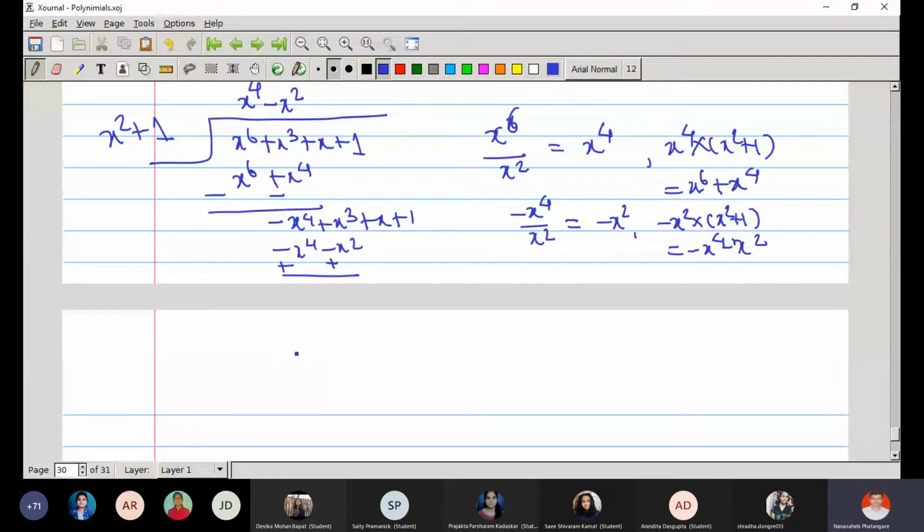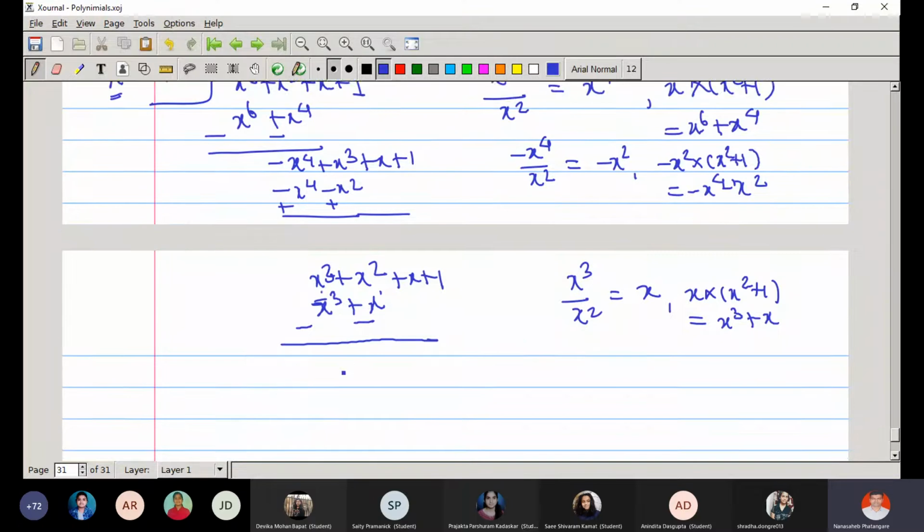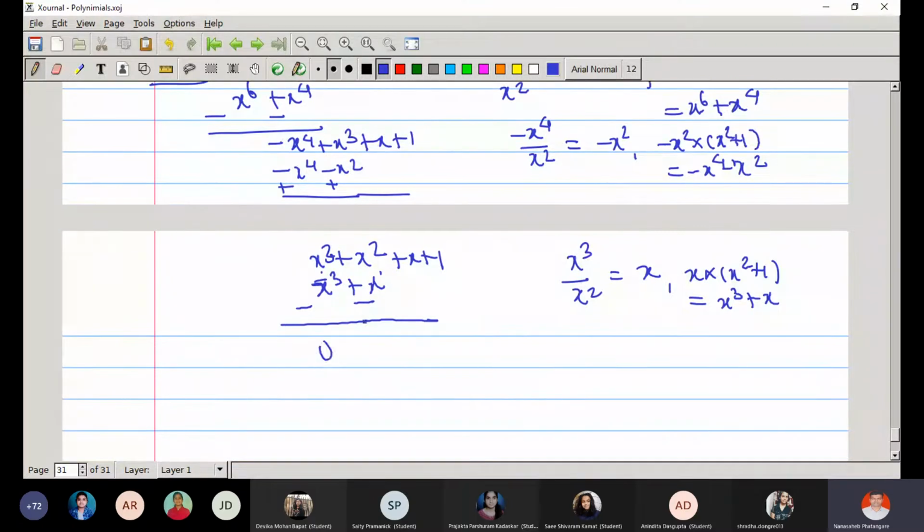This is what the expression is. Now the same procedure: x cube divided by x square, what we get, x. So the highest degree term here and the highest degree term there. So x, and then x into x square plus 1, what you get, x cube plus x. Now subtract, so change the sign, right? So x cube is 0, x square as it is, and x minus x is 0, this cancels, plus 1.